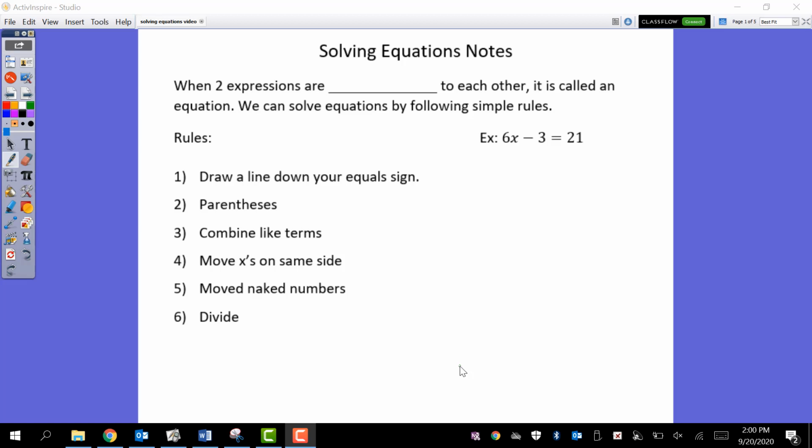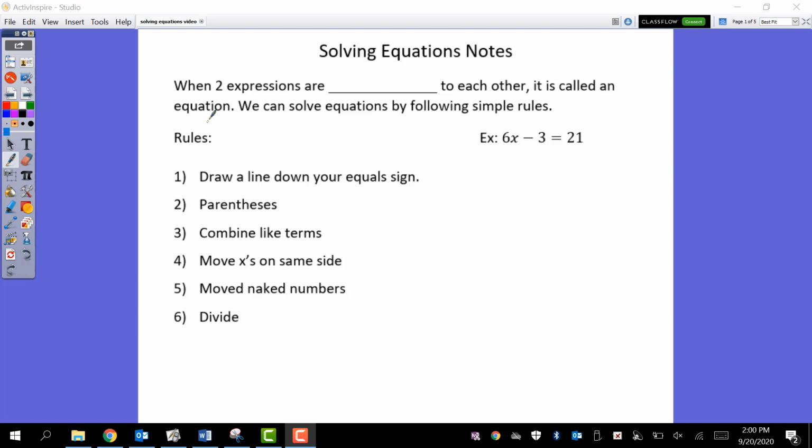Okay, so today we're going to be solving equations. If you don't have a piece of paper and something to write with in front of you right now, pause the video and get it so that you can be solving these equations with me, because it's important for you to go through the steps while I'm doing it.